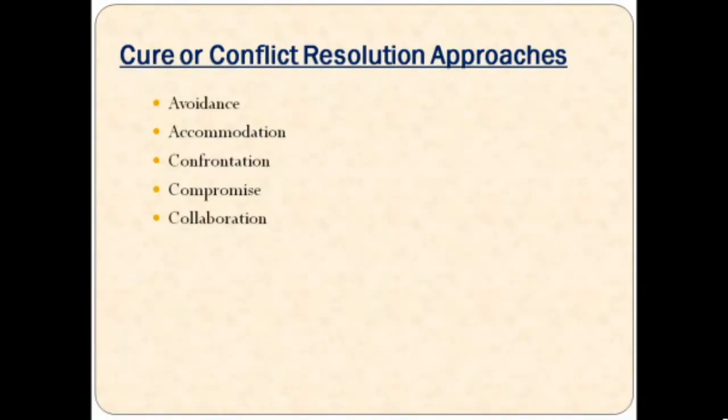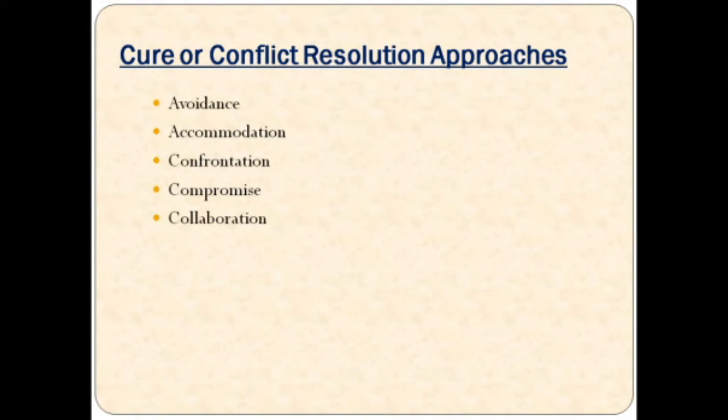First one is avoidance. This approach tries to ignore the issues or denies that there is a problem. By not confronting the conflict, team members hope it will go away by itself. Second, accommodation. Some team members may decide to give up their position in order to be agreeable. They are being cooperative, but it costs the team the value of their opinions and ideas.